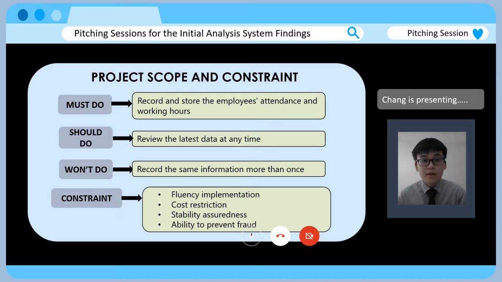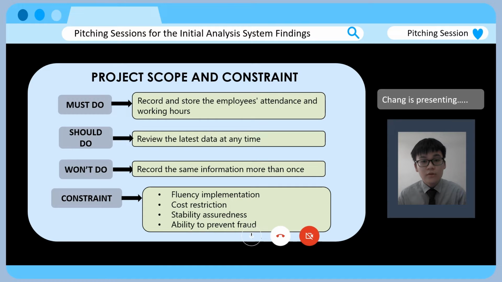This information would then be used to calculate the employee's payroll and update the employee's record. In the should-do section, the system should ensure that the users can review the latest data whenever they need. The user should be able to review the latest payroll information in a proper sequence at any time using the new system. In the won't do section, the system won't record the same information more than once to ensure the accuracy during the calculation. As a result, employees and the management team can rely on the data from the system.